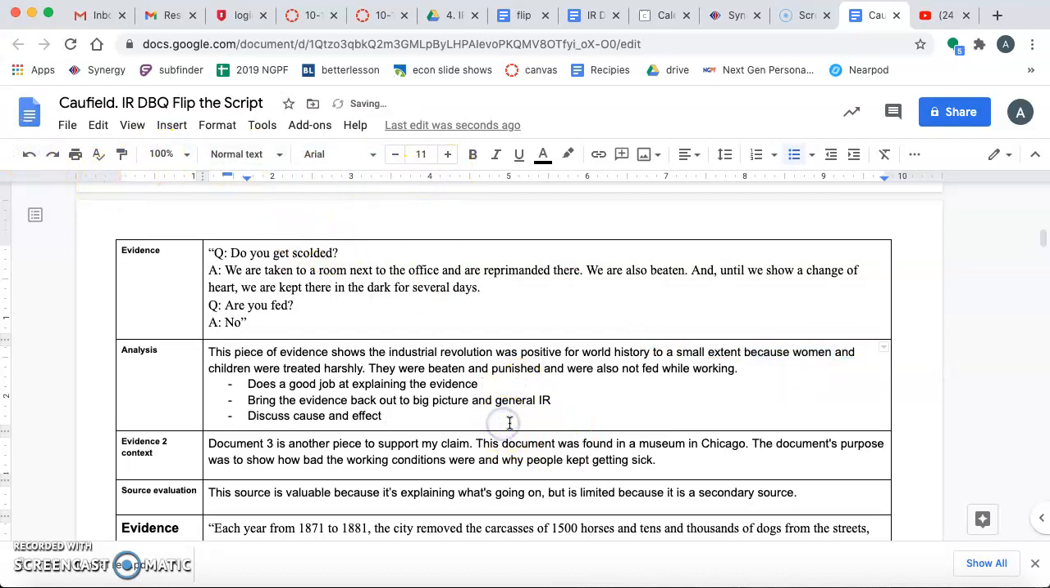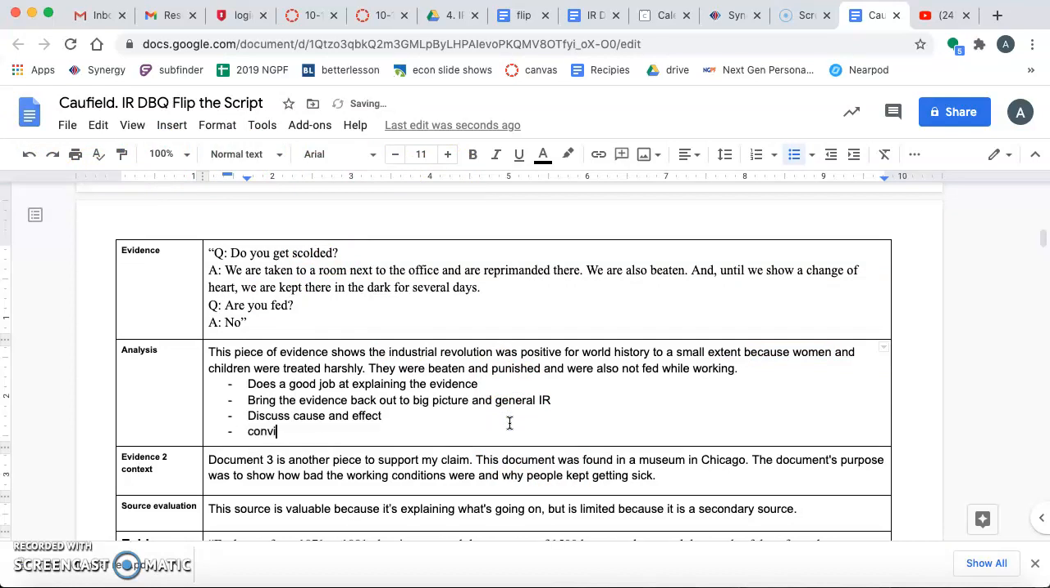And then the last thing they need to do is convince the reader that the negatives outweigh the positives, right? So the next thing they could say is, even though there were many positive things that happened during or from the Industrial Revolution, the treatment that these women and children endured was not worth all the positives that we experience today. Our technological progress should not happen on the backs of working class people. And then boom, they've done all of it.